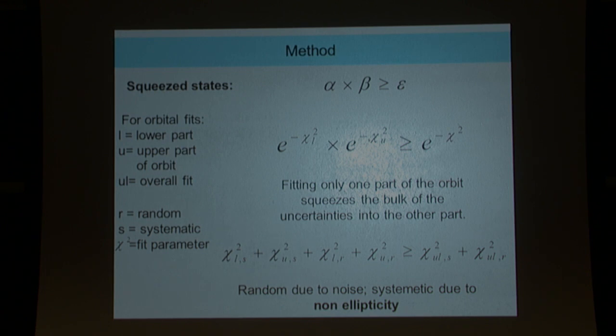And what we do here is actually we take into account the modification of the orbital shape due to relativity. That is, we fit the lower and the upper part of the orbit separately. And the lower and the upper part then also can be subdivided into a systematic misfit, due to the fact that the lower and upper part now don't belong to an ellipse, but to a rosette-shaped orbit, and a random part, of course, that's due to noise.